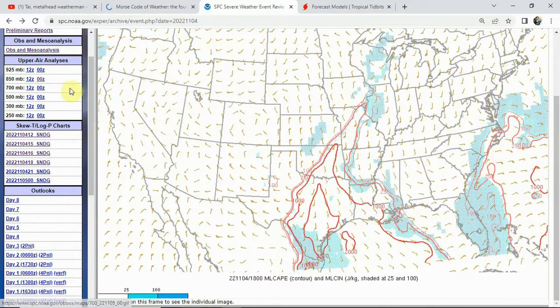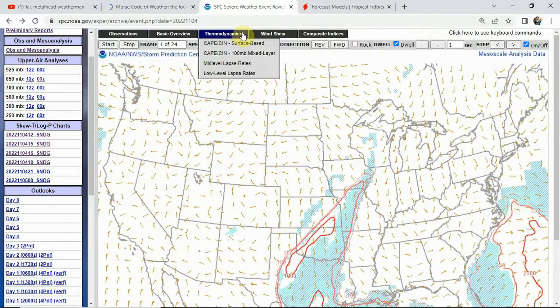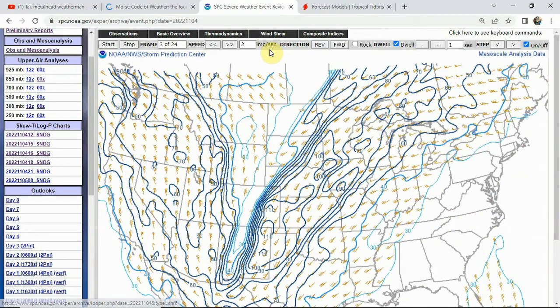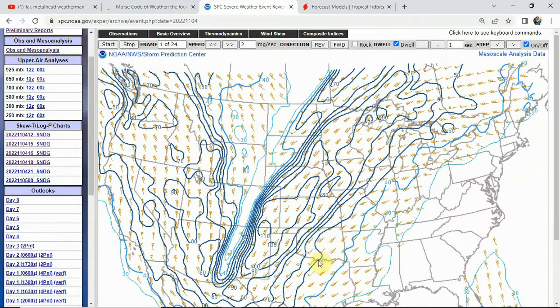So now we've gone over that a little bit, let's go ahead and look at the bulk shear. Bulk shear I don't get into quite as much. I lean more into looking at the low to mid-level jet or lower and upper level jets to see what's going on with the atmosphere more so than anything else. But this is an effective tool to get an idea of what our tornadic parameters could be like.